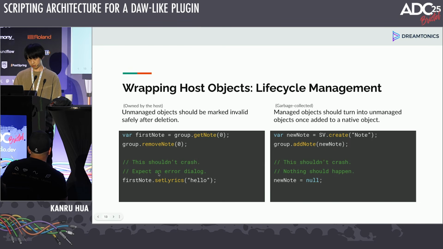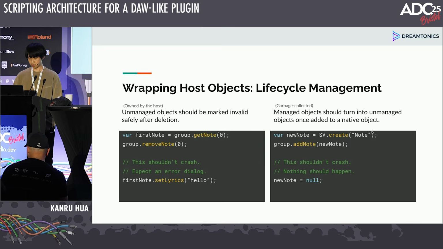When the script tries to access a removed unmanaged object, it shouldn't result in dereferencing a null pointer or a deleted pointer or anything. It should just detect that the object has been deleted by either the script or the host, and it should give you an error instead of crashing.